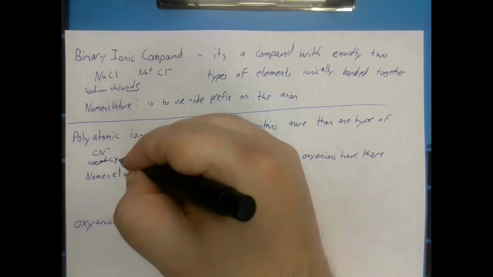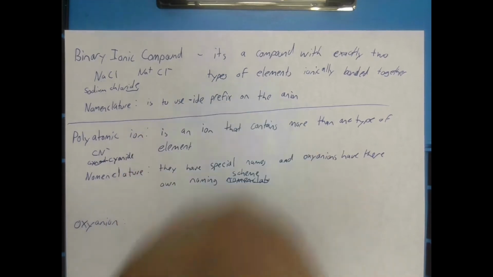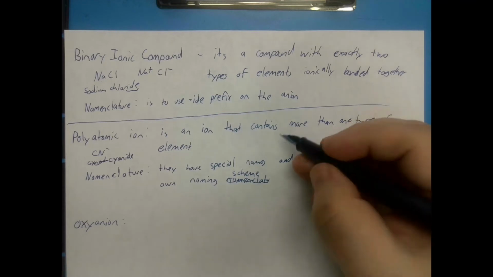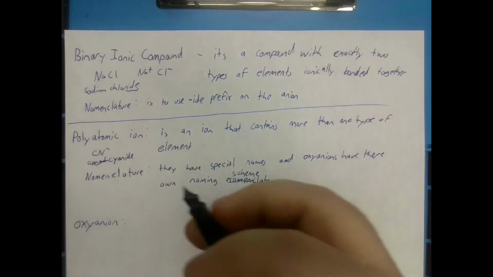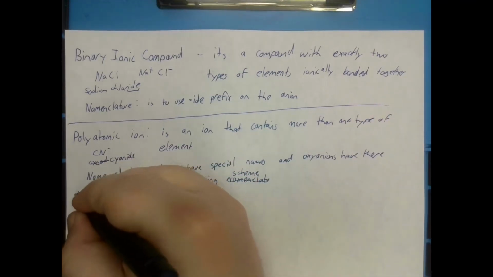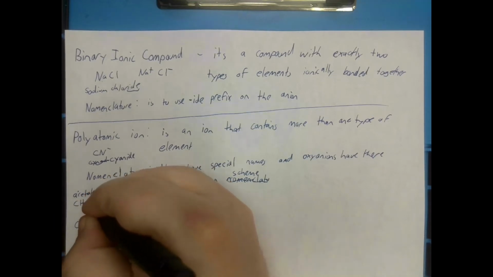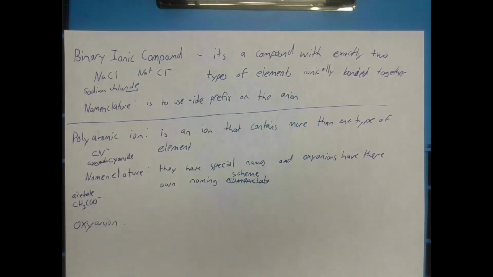It has a special name for it. You don't see nitrogen, you don't see carbon in it. Another example would be like acetate. Acetate is CH3COO negative. Has a special name for it.